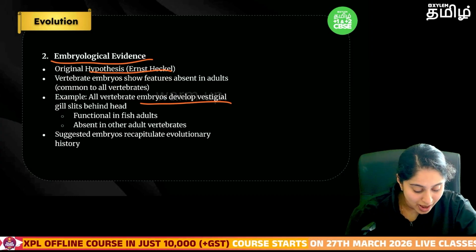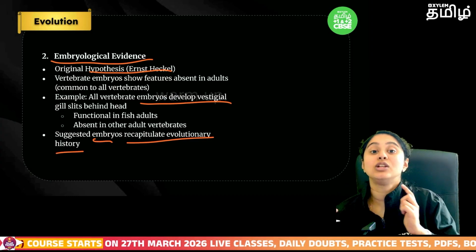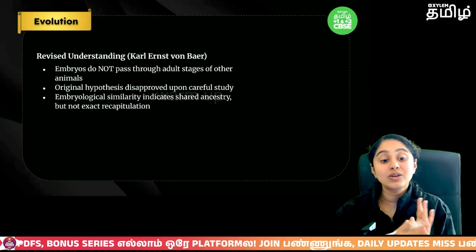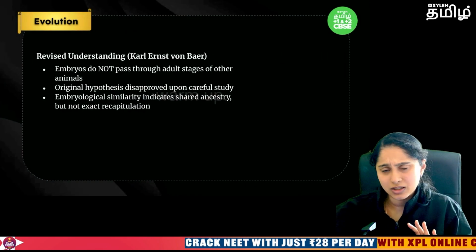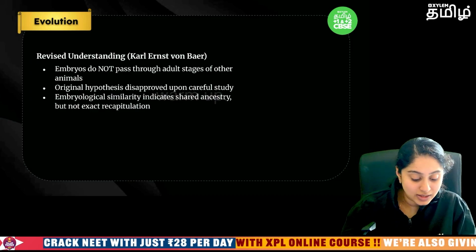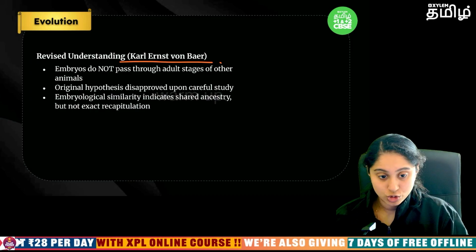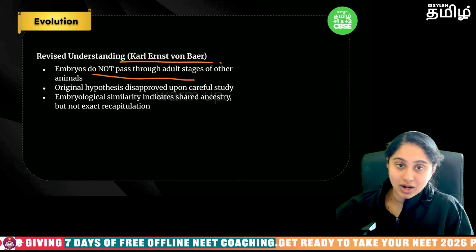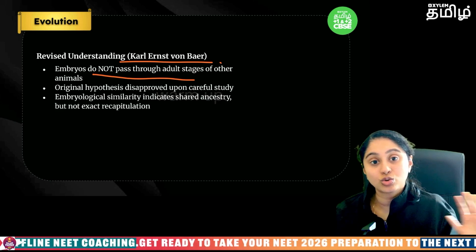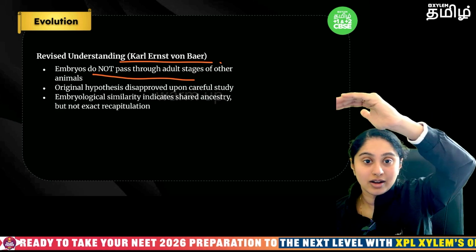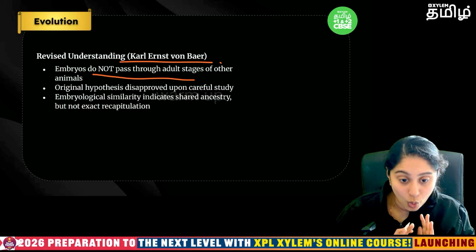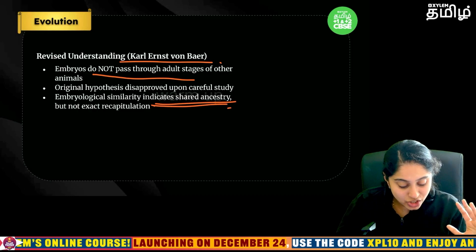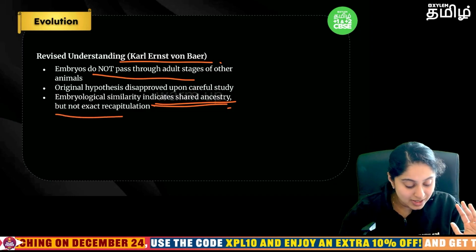So we say that embryos will recapitulate the evolutionary history. So the fact that we had a tail, we had a pharyngeal gill slit, all of this will reappear in the embryos. Now, we had another scientist called Baer. So Baer said that embryos do not pass through these adult stages. It's not like a human will pass through a fish, a chicken, a reptile, and only then become a mammal. No. It is that embryological evidence will indicate a shared ancestry. So it is not exactly recapitulation.